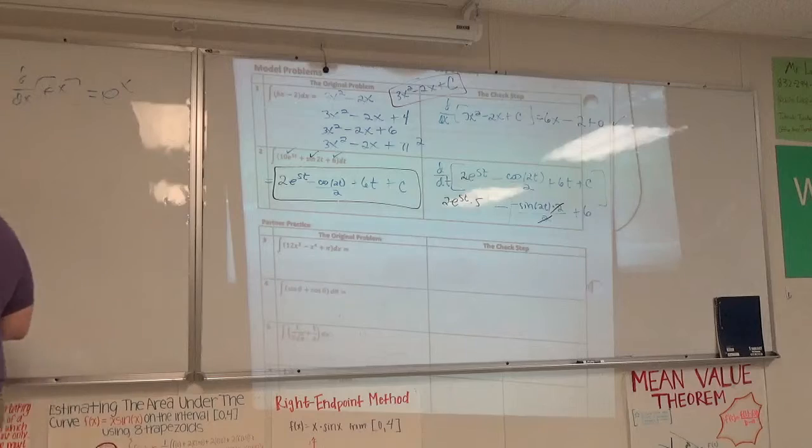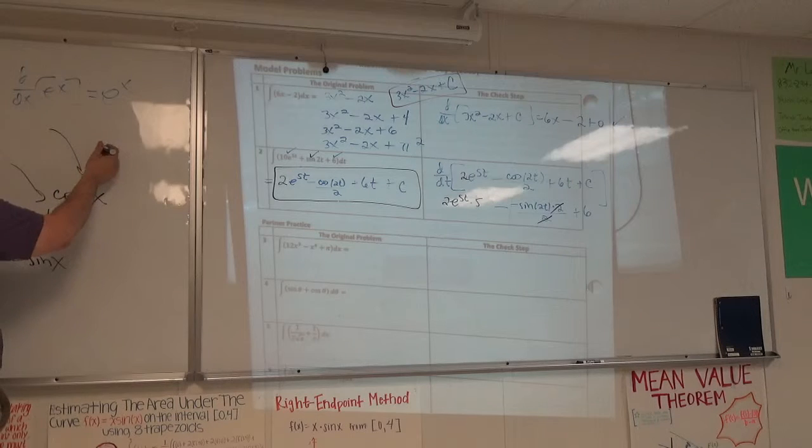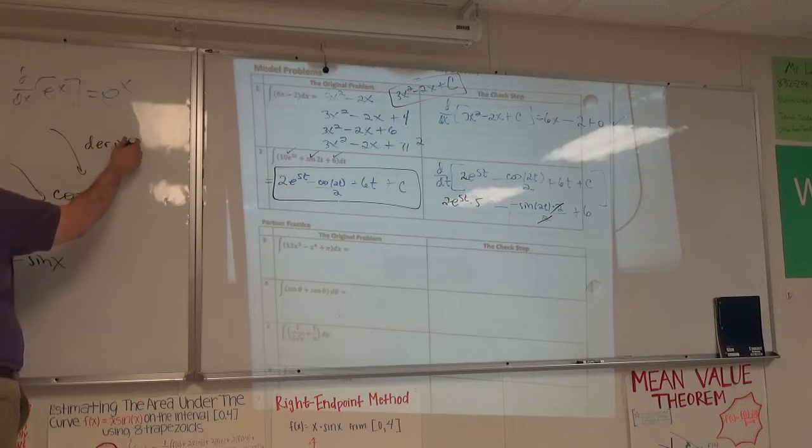One last thing that we may or may not have talked about. If I start with the sine of x, what's the derivative? Cosine. If I take a derivative, I get cosine. Take another derivative. Negative sine. Negative sine of x. Take another derivative. Negative cosine. Negative cosine of x. Take another derivative. Sine. Positive sine of x. When I'm going in this direction, we're taking derivatives.